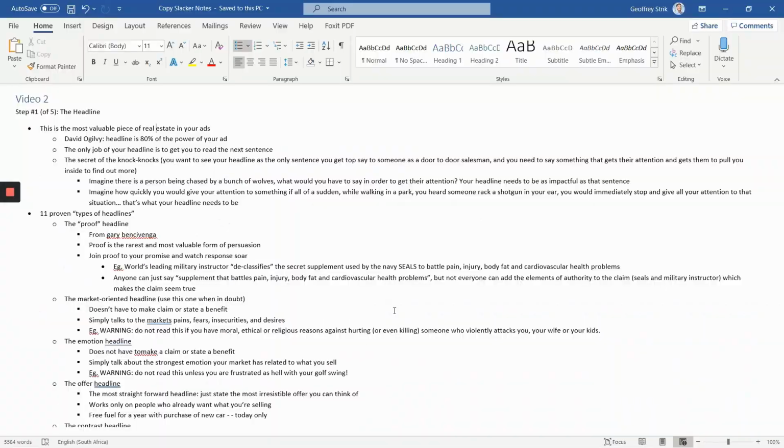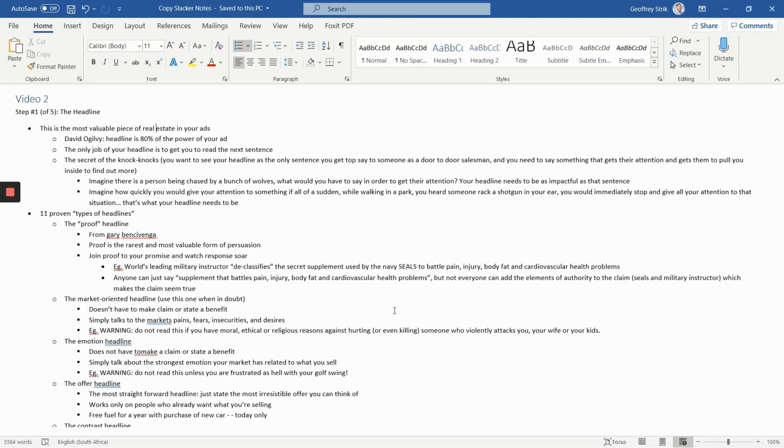So we're now going to be discussing the 5 steps of copywriting. The first one being the headline. This is really important as it serves to capture the interest of your prospects. So let's get into that.